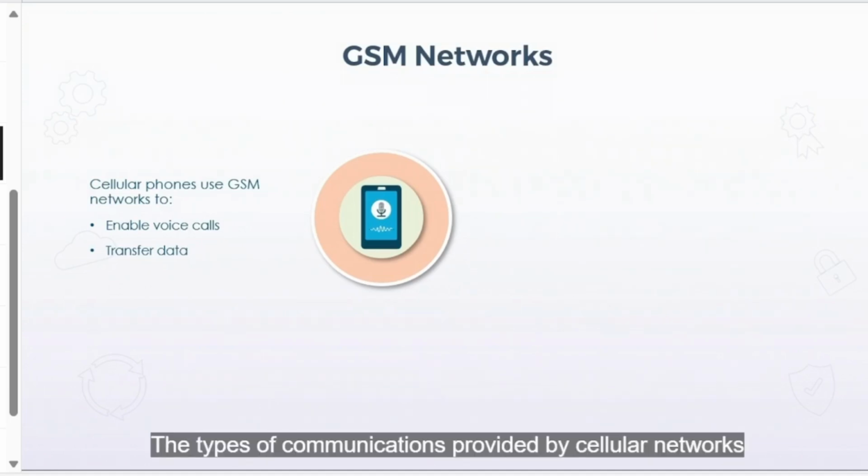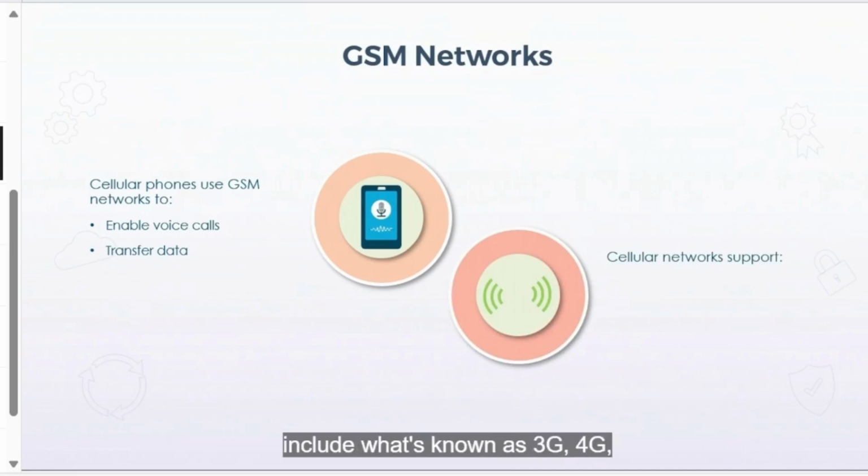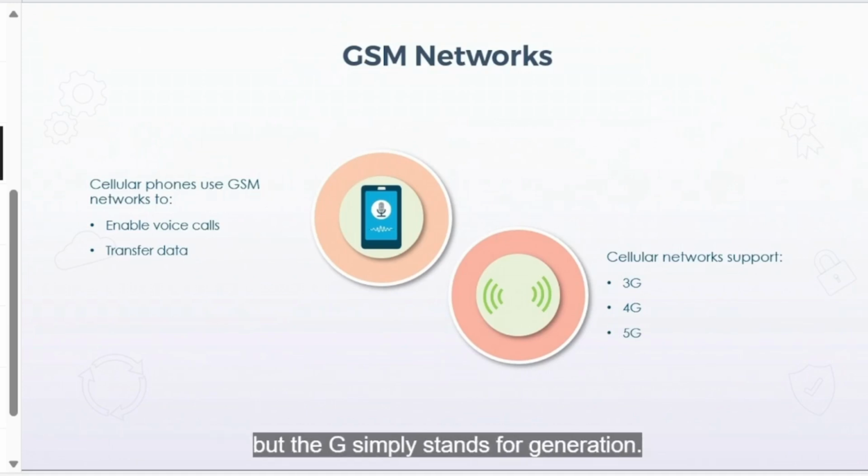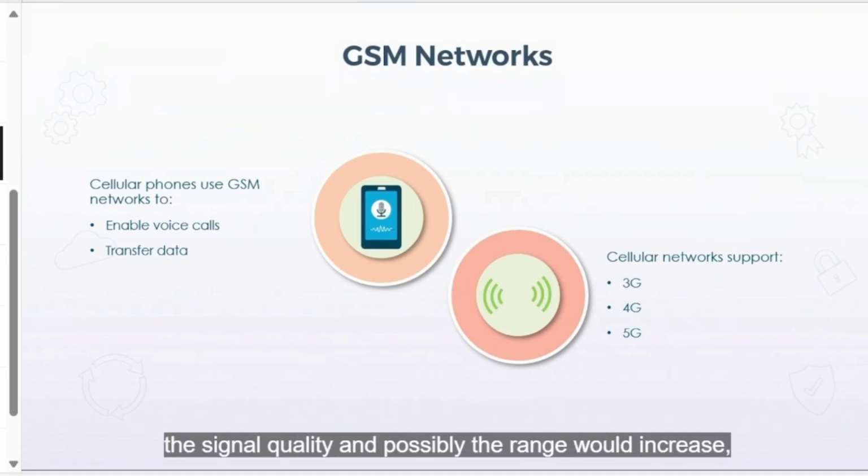The types of communications provided by cellular networks include what's known as 3G, 4G, which some providers also refer to as LTE, and most recently 5G. Now, there are differences, of course, in each of these methods, but the G simply stands for generation, and as the number increased, the signal quality and possibly the range would increase, but most notably, the data speeds increased significantly.